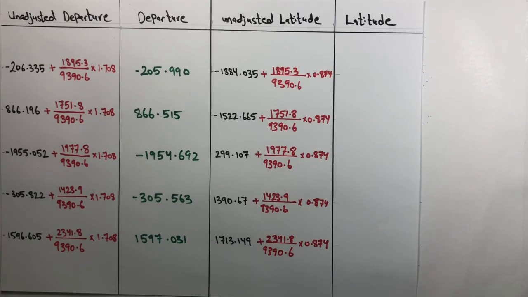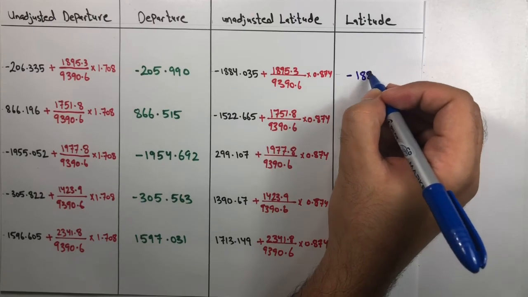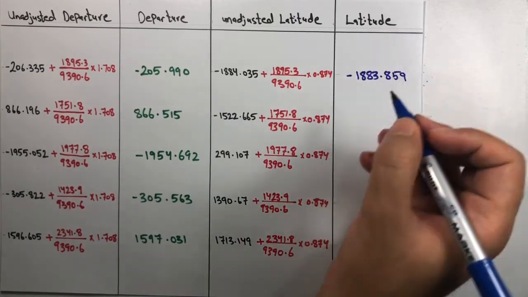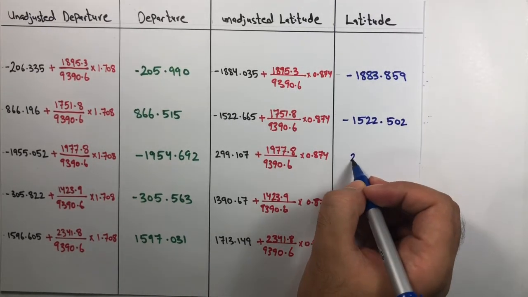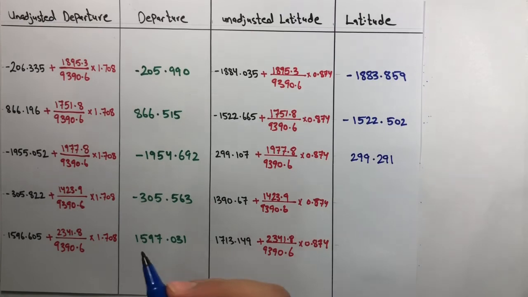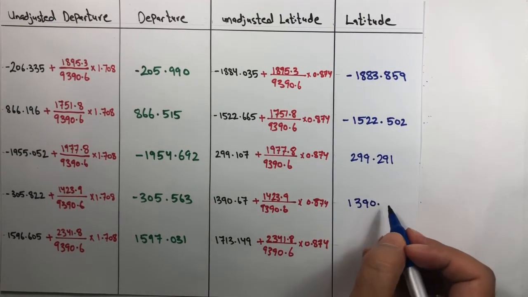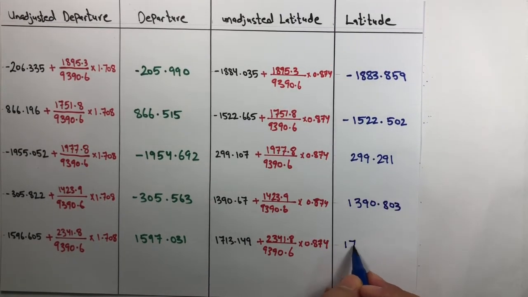Now I'll be noting the corrections of the latitude values. Here we'll be having a negative 1883.859. Negative 1522.502. 299.291. 1390.803 and 1713.367. Those are the adjusted departures and the latitudes. Now we can proceed to the last step and compute the coordinates.